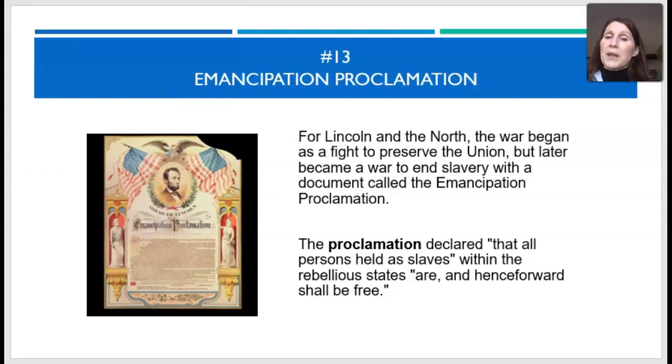Question number 13, Emancipation Proclamation. For Lincoln and the North, the war began as a fight to preserve the Union, but later became a war to end slavery with a document called the Emancipation Proclamation. The proclamation declared that all persons held as slaves within the rebellious states are, and henceforward, shall be free.